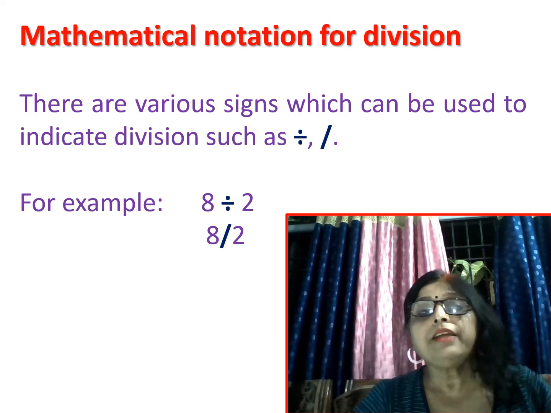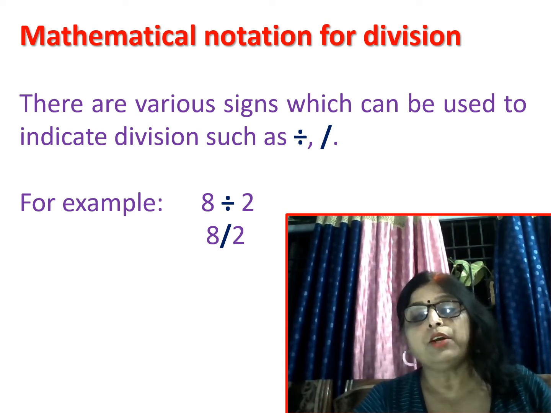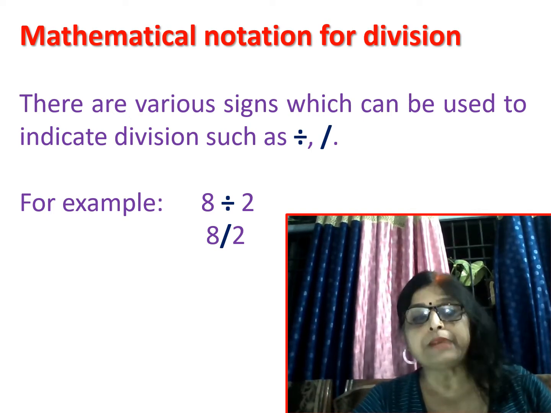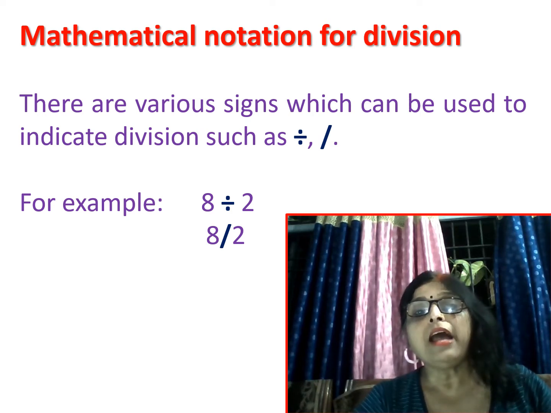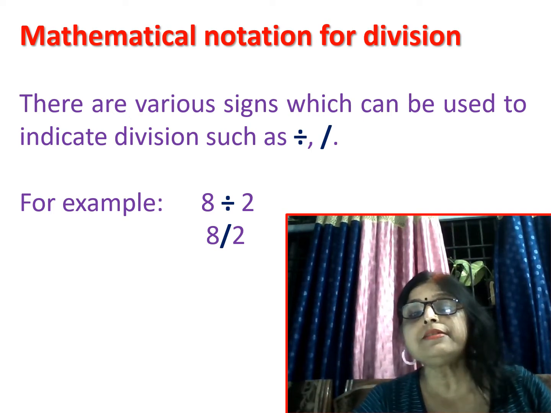Now there is a notation for each and every operation. You know the notation: plus sign for add, minus sign for subtraction, multiplication sign, and this is your division sign. Various signs can be used to indicate division, such as given here. For example, 8 divided by 2 or 8 by 2. This is the notation of division.